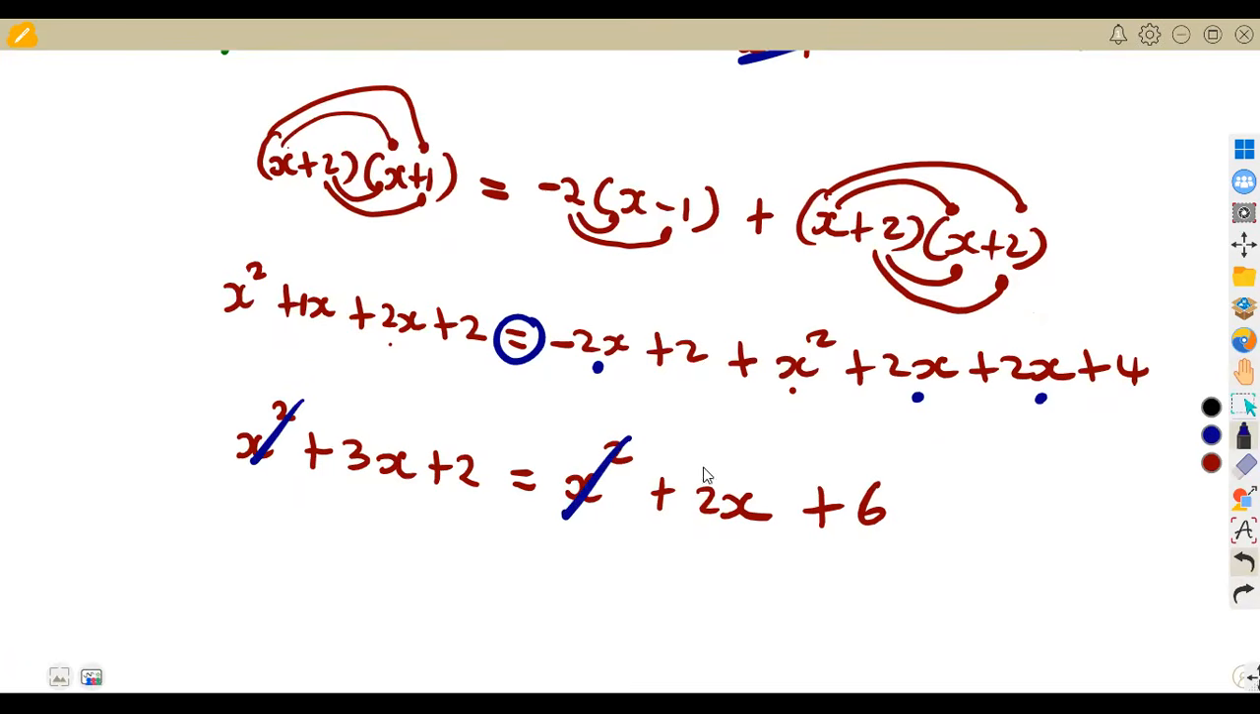So now we can just transpose 2x to this side because it's now a linear equation. So you have to collect the terms of x to one side and the constants to the other side of the equation. So by doing this, we are going to be left with 3x. All right, so this will be 3x. If we transpose 2x to this side, it becomes a negative.